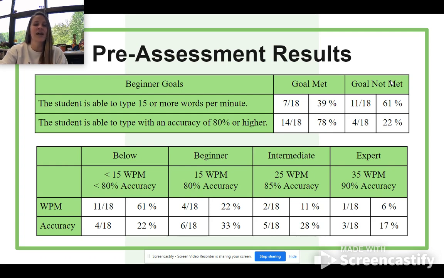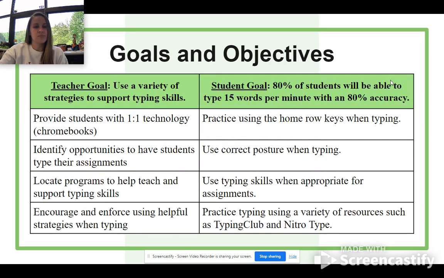After looking through the data, I needed to create a needs analysis to determine where my colleague and I would go from there. We needed to consider the goals and objectives for the teacher and the students. The goal of the teacher was to use a variety of strategies to support typing skills. The objectives were having students with one-to-one devices, letting students type their assignments when possible, finding programs to use for typing, and enforcing helpful typing strategies.